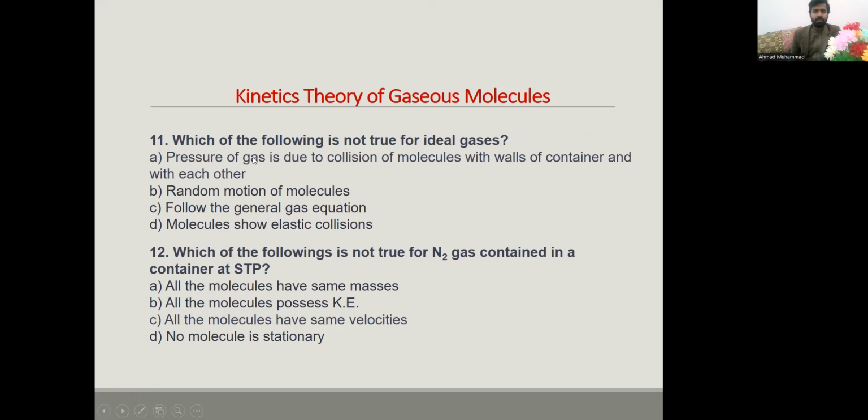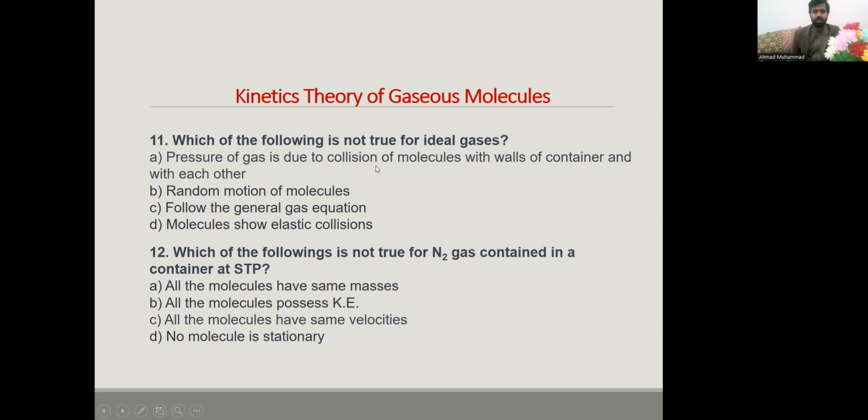11th question, which one of the following is not true for ideal gases? Pressure of the gas is due to collision of molecules with the walls of the container and with each other. B option, random motion of molecules. C, follow the general gas equation. D, molecules show elastic collision.